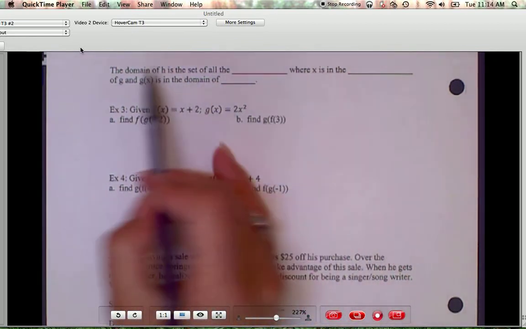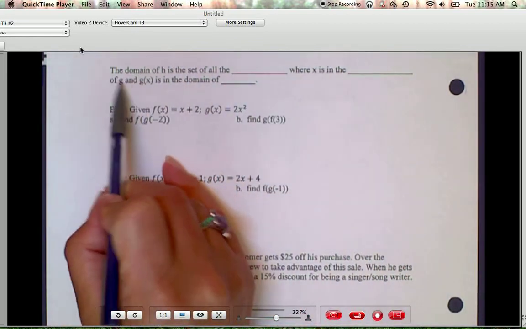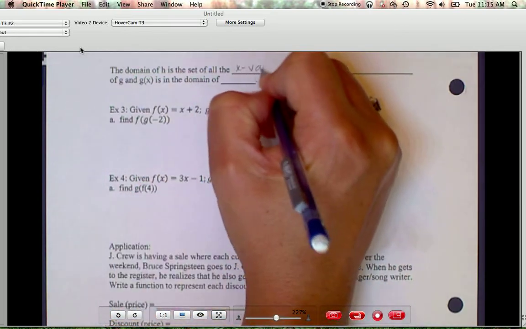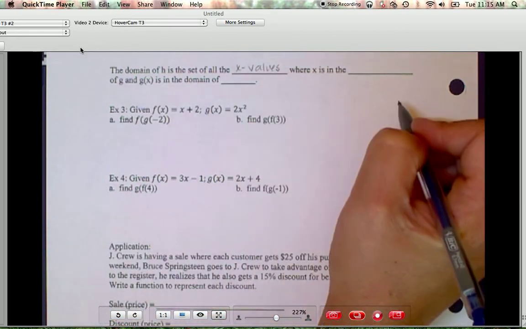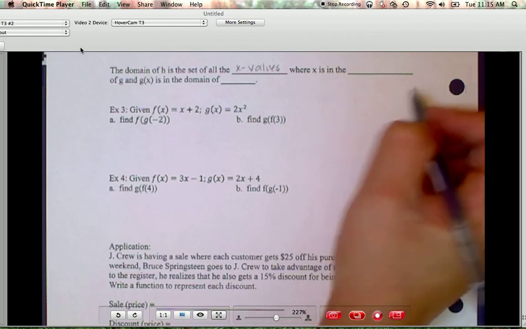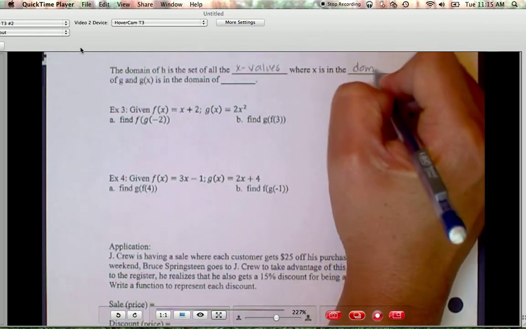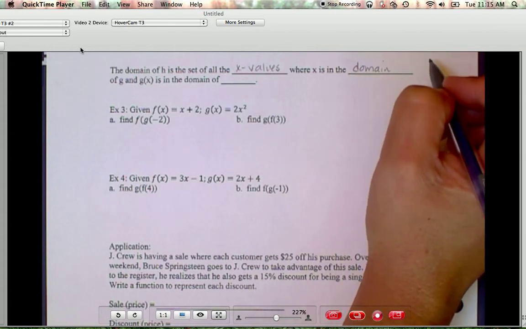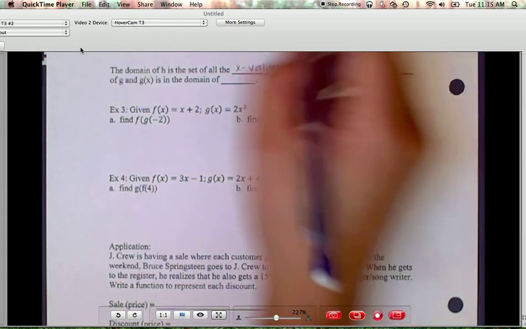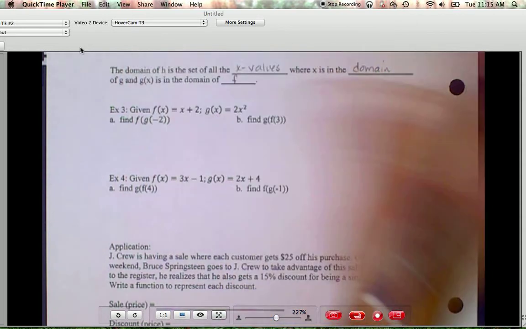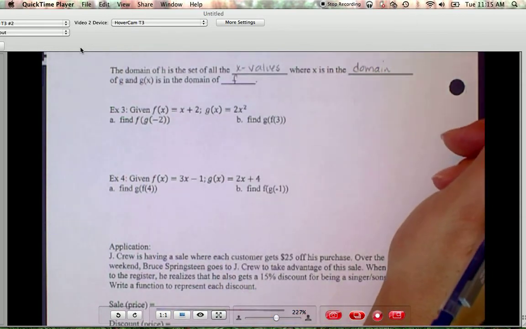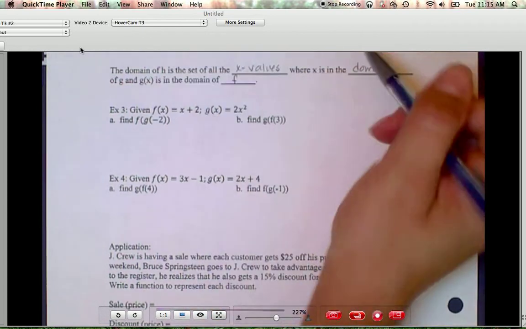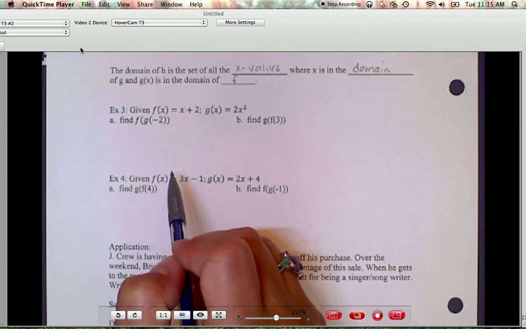All right, so by definition, the domain of H is the set of all the x values where x is in the domain of G, and G of x is in the domain of F. Now that sounds like a lot of words, okay? So let's look at a problem. This can be very confusing. Let's look at a problem and see what all of this means.